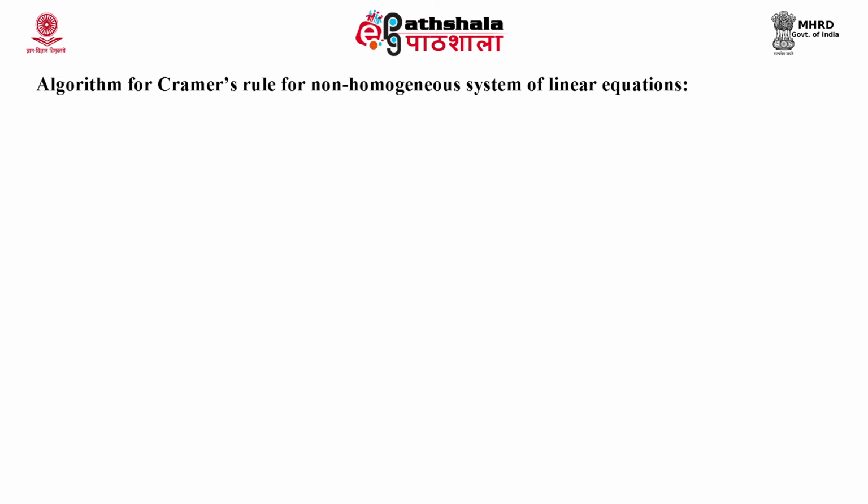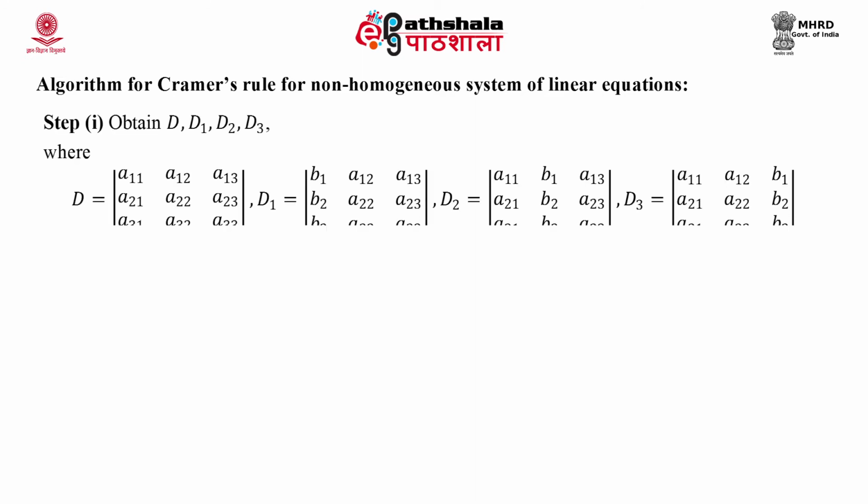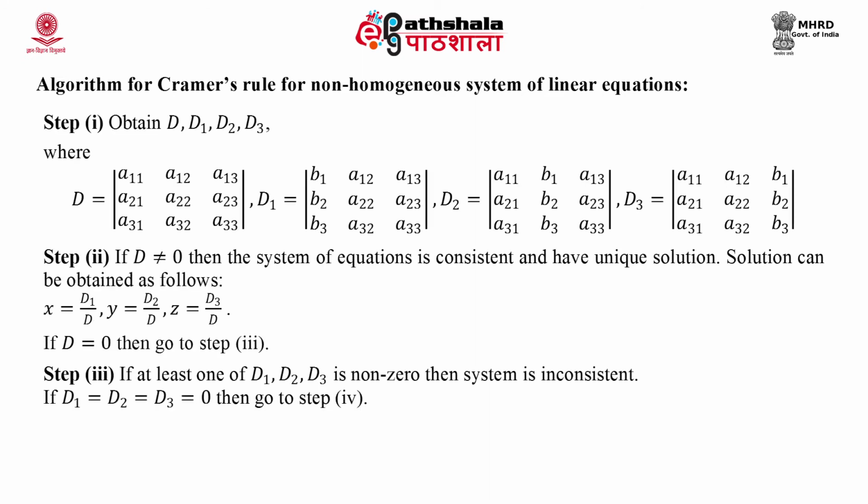Algorithm for Cramer's rule for a non-homogeneous system of linear equations. Step 1, obtain D, D1, D2, D3, where D is given by this expression, D1 is given by this expression, D2 is given by this expression, and D3 is given by this expression. If D is equal to 0, then go to step 3. Cramer's rule for a non-homogeneous system: the solution of the system of linear equations is given by this expression.